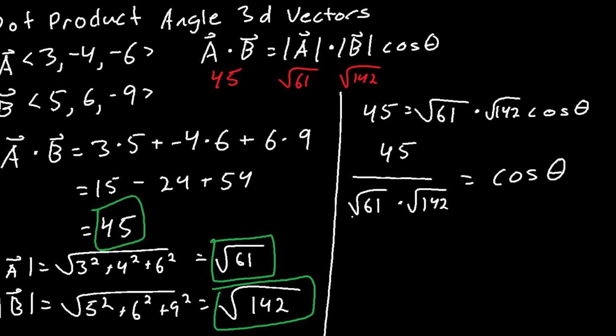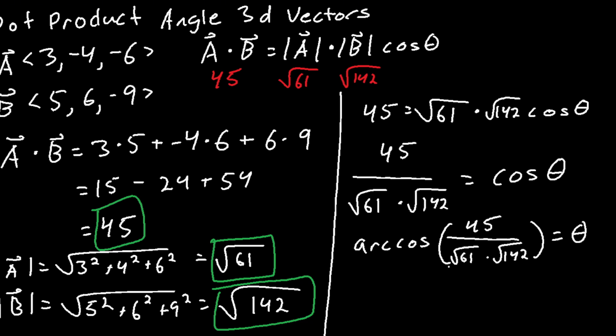And then now all we have to do is arc cosine both sides. So arc cosine of 45 divided by square root of 61 times the square root of 142 is equal to theta. And then let's go ahead and solve for theta. Calculator. Yeah, don't try to do this in your head.